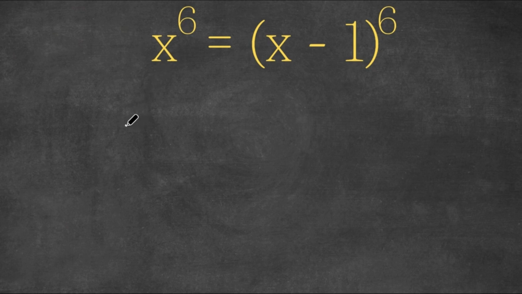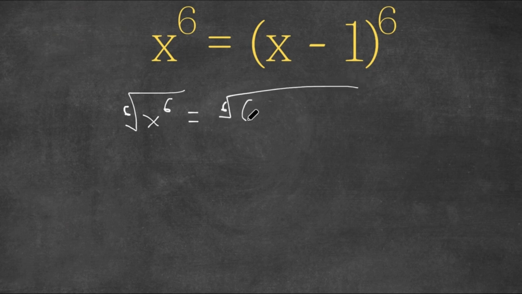So for x to the power of 6, we're going to take the sixth root, and this is going to equal the sixth root of (x minus 1) to the power of 6. And these two actually cancel out. So x to the power of 6 to the sixth root is going to cancel out because these two are opposites. Remember, opposites cancel out.